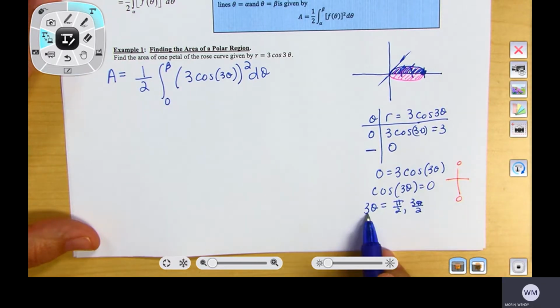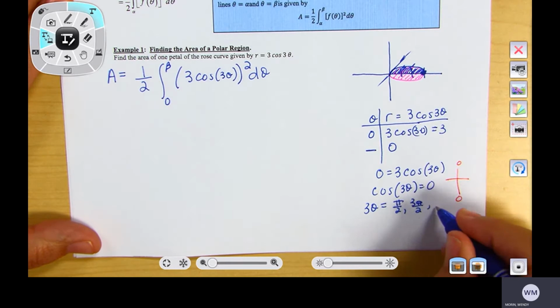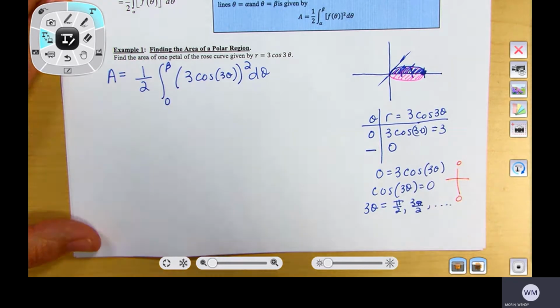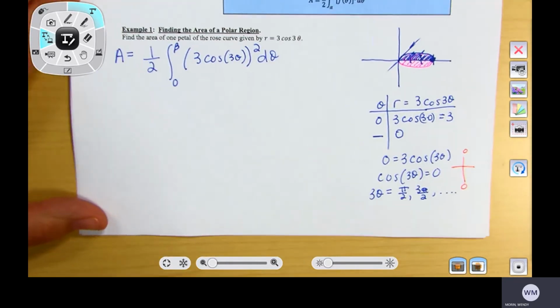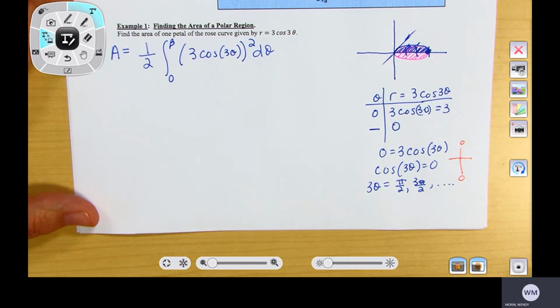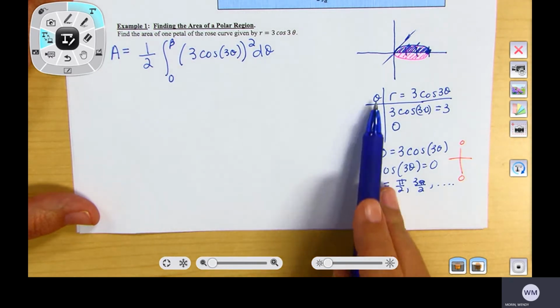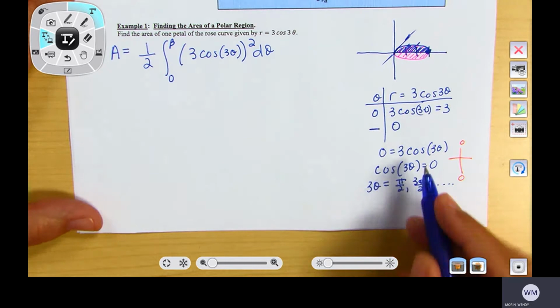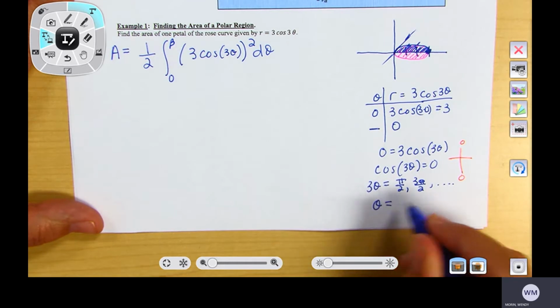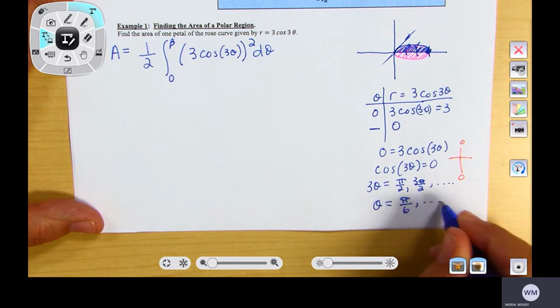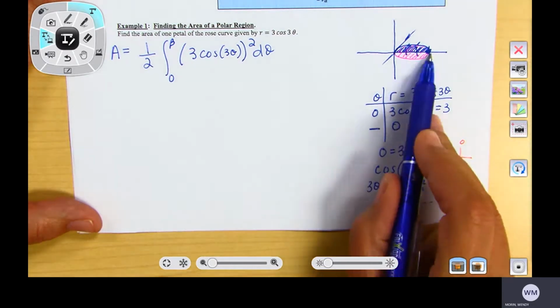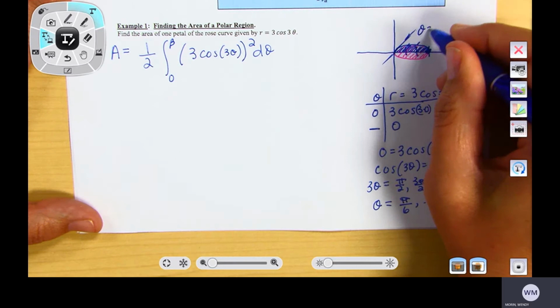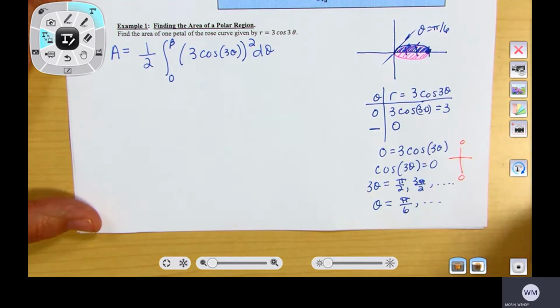And if you remember, when we have a triple angle, we had to keep generating 2 more revolutions, so we had 3 revolutions in all. Well, again, I'm trying to figure out what my theta is when I get back to the pole. So what is my first theta when I get back to the pole? Well, that's going to be pi over 2 divided by 3. That's going to be pi over 6. So this angle right here is theta equals pi over 6.